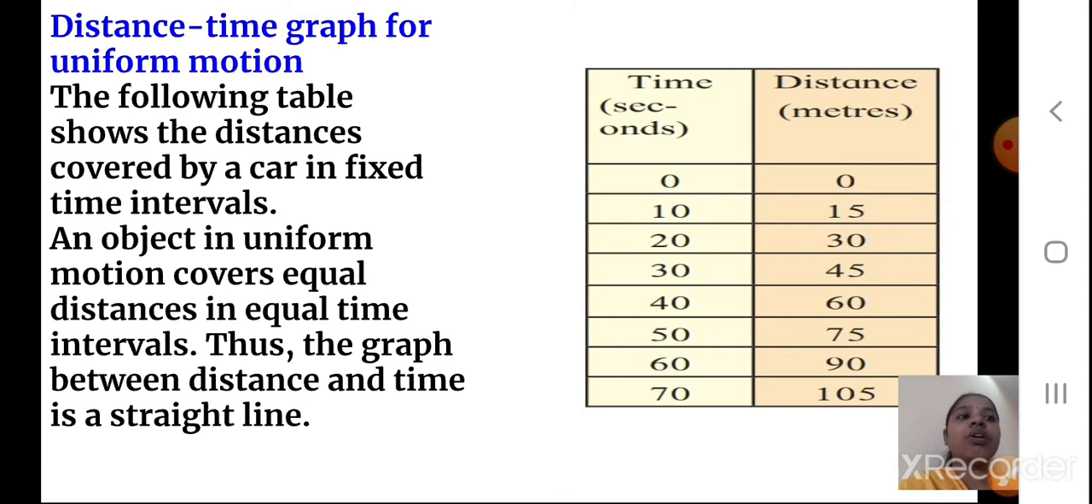The distance is also increasing by 15, 15, right? 15, 15 is the difference. So the same difference it is increasing. Thus the graph between the distance and time is a straight line. In uniform motion, students, you are going to get a straight line graph.